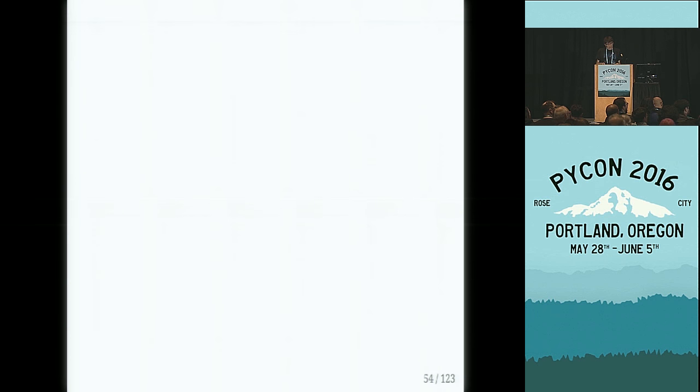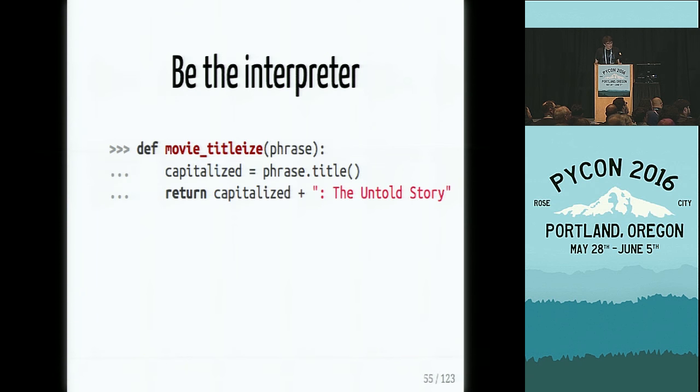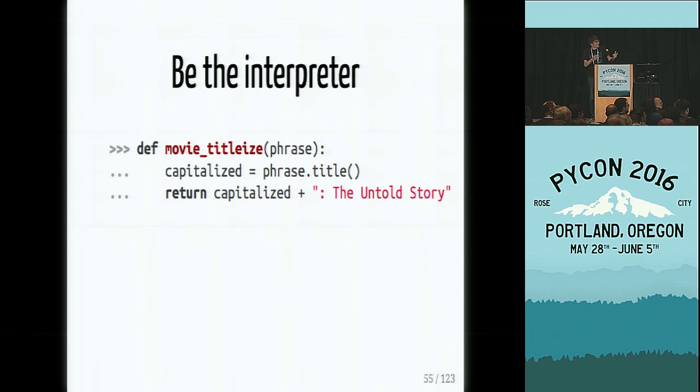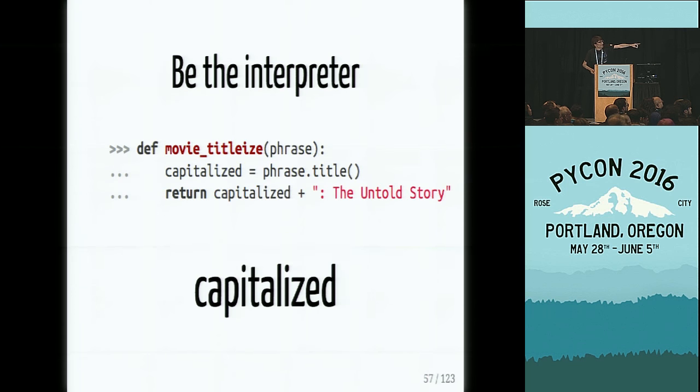I mentioned you already have this intuition, so let's be the interpreter for a moment. Let's try to figure out, of the variables in here, this is a great function for blockbuster movie titles, if that's a problem you face, whether the variables are local or global. So first up is phrase. Is phrase in here a local or global variable? Local, yeah. Is capitalized a local or a global variable? Local. So this function has only local variables in it.